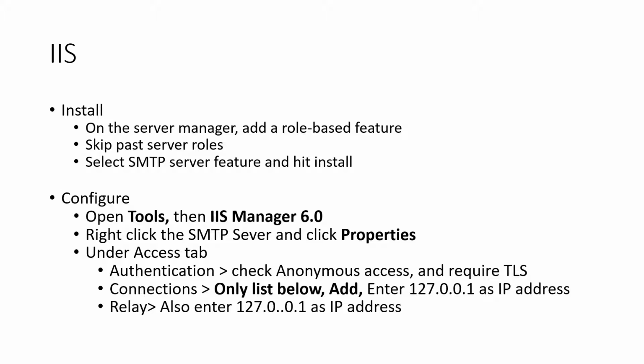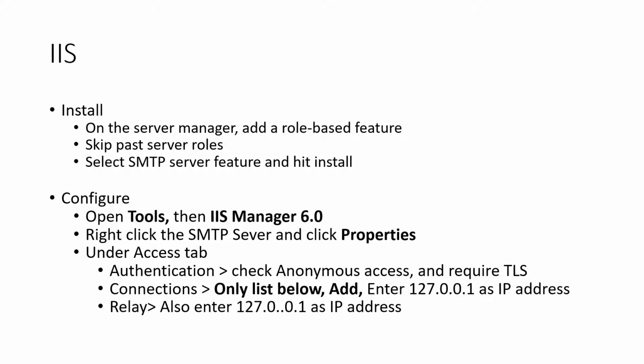And then once you found it, just right click it and then go to properties, and then you'll see a bunch of tabs. The main one you're gonna be concerned about is the access tab. Now under the access tab, you'll have three options: authentication, connections, and relay. The first one, authentication, under this you're gonna want to make sure that you check the anonymous access and then require TLS. This will ensure that you're running the secure version of SMTP and not the unsecure version where it's going to send usernames and passwords in plain text everywhere on the internet for people to read.